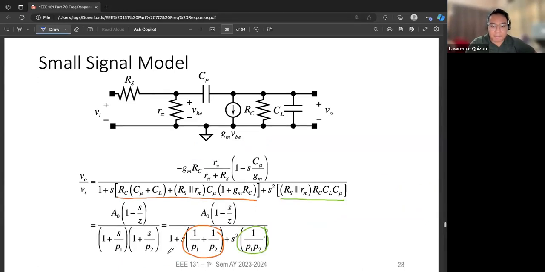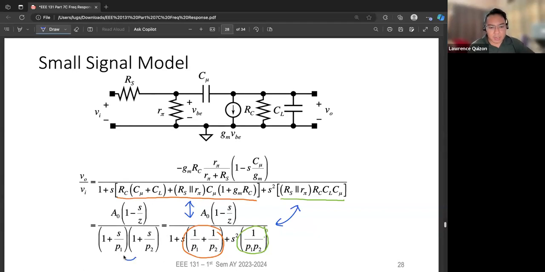What we'll get really is this, no? What we expect the bottom to be is we're going to assign the poles to factors of these, no? So we expect that 1 over P1 P2 has to be equal to that, and 1 over P1 plus 1 over P2 has to be equal to that.